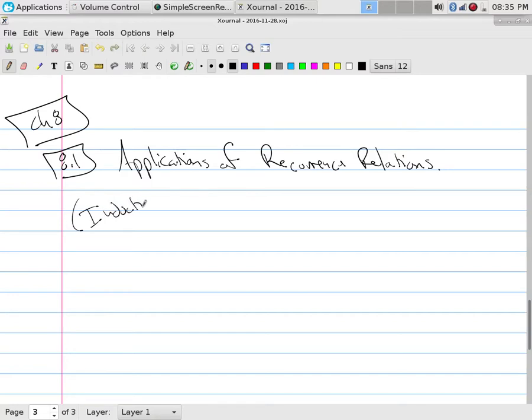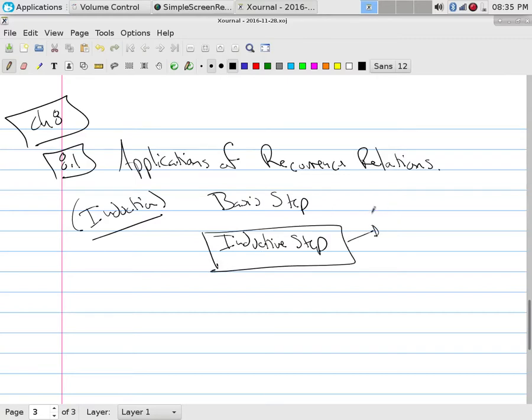When we look at induction, where we have the basis step and then our inductive step, the inductive step, where we get a formula out of this that spits out the inductive step, we could call this the inductive relation or this inductive formula, or we could just simply call it a recurrence relation, which is the terminology we're going to be using here.